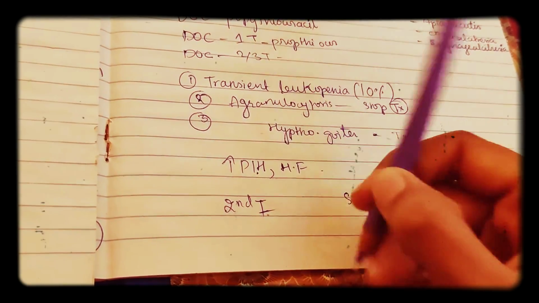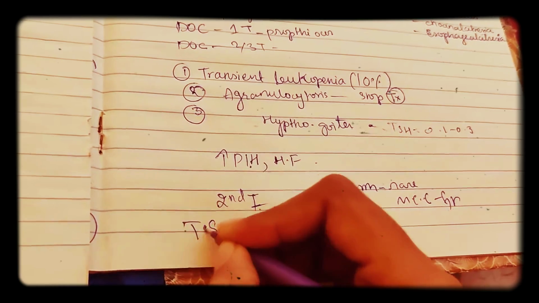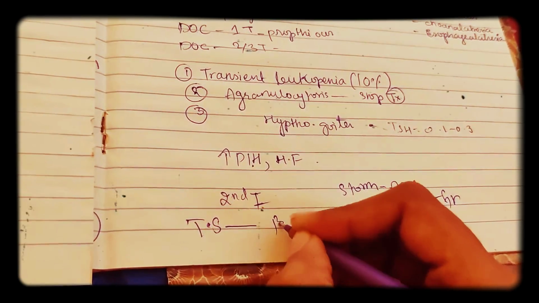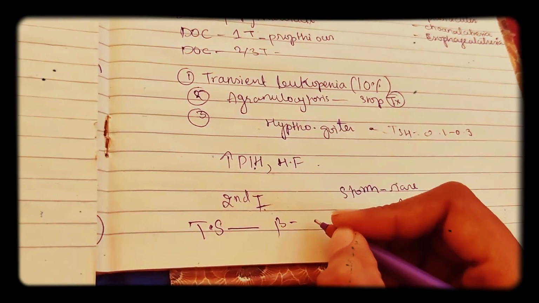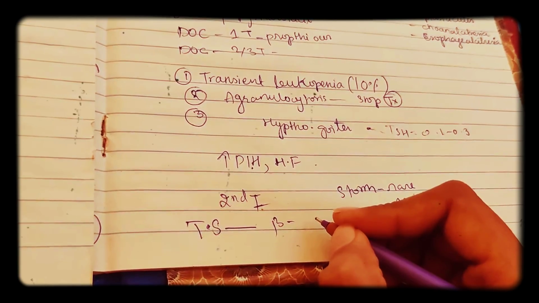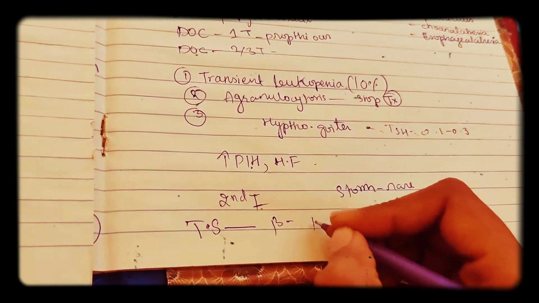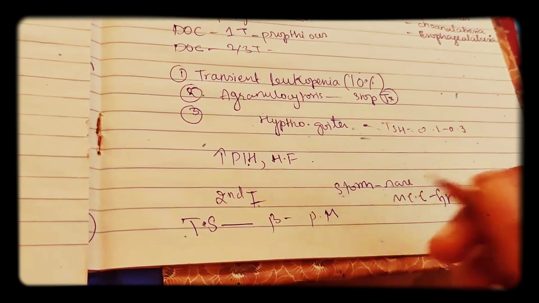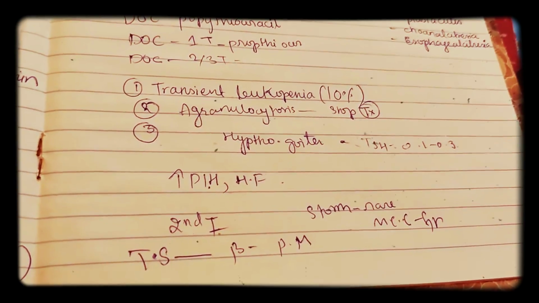So what is the management of thyroid storm? For thyroid storm, the management is beta blockers, like propranolol and metoprolol. These are used, but only for short term therapy. Propranolol and metoprolol only for short term therapy.